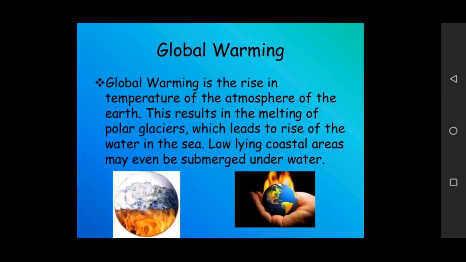What is global warming? Let's study a little bit about this. Global warming is the rise in the temperature of the atmosphere of the earth. This results in the melting of polar glaciers, which leads to a rise in the sea level. As a result of this, low lying coastal areas may even be submerged under water.